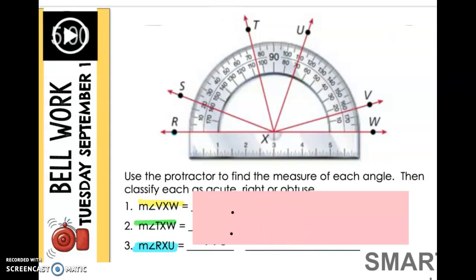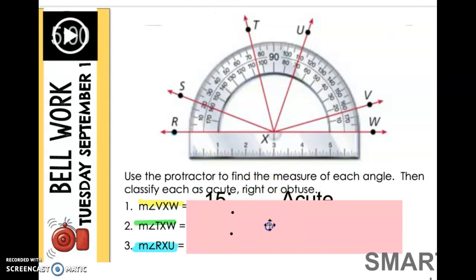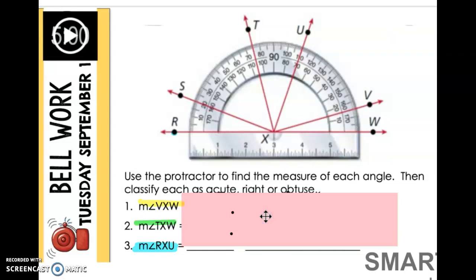Alright, so in this video we are using a protractor to find angle measures. In the puzzle video you watched, you learned how to use a protractor. If you're still confused on how to use a protractor, I recommend going back and re-watching that video. So we need to use a protractor to find the measure of each of these angles, and then we need to classify each angle as acute, right, or obtuse.